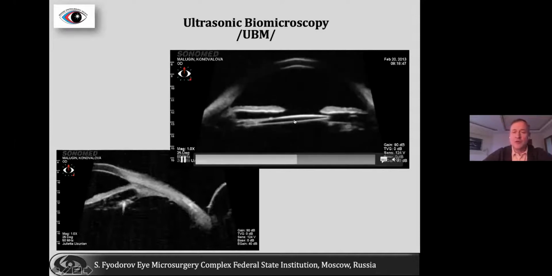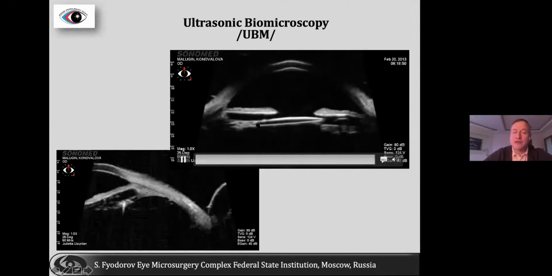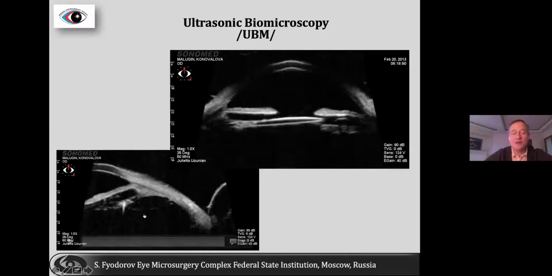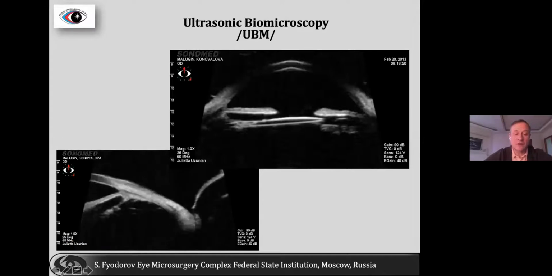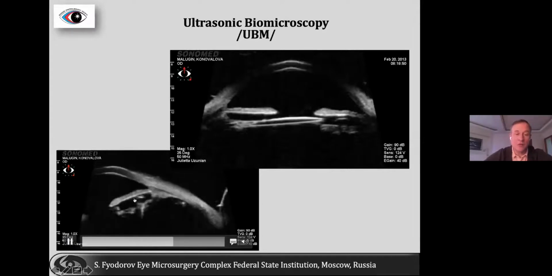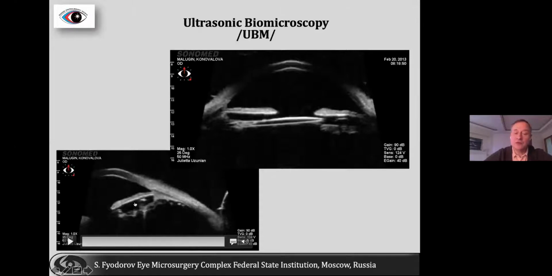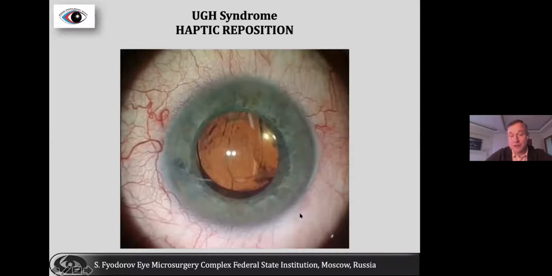So on UBM, we see that the lens optic is not perfectly well centered. We see that there is a center of the lens, and this is the center of the pupil. And again, we can see that one optic of the lens is located inside the capsular bag, while the other one is going out of that area. And this is the area where the optic is located, not in the capsular bag, and we see these elements having contact with the iris, which is the result of bleeding.